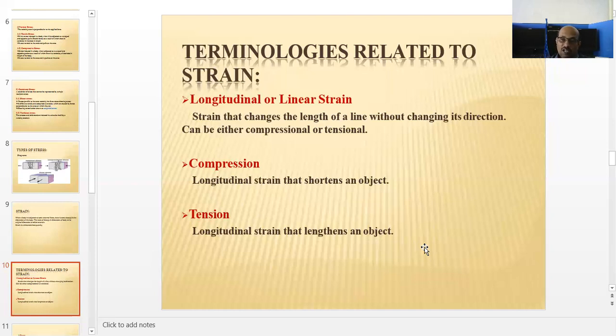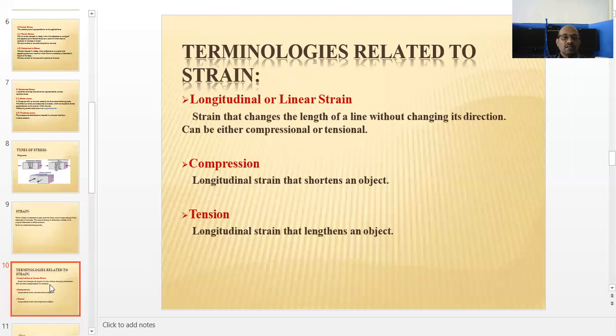Are you understanding? Here also the same thing: compressive strain, tensile strain, compressive stress, tensile stress. Only one thing is different: a unit will be there for stress. Here we are not having a unit, but why? Because the same units are going to cancel out.